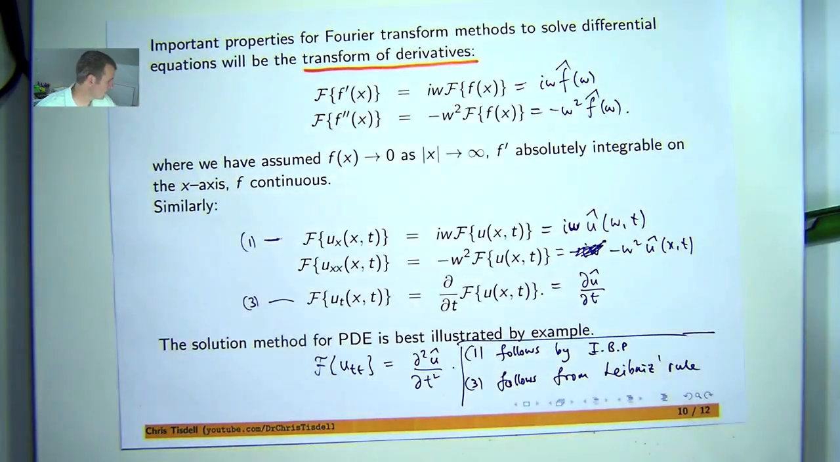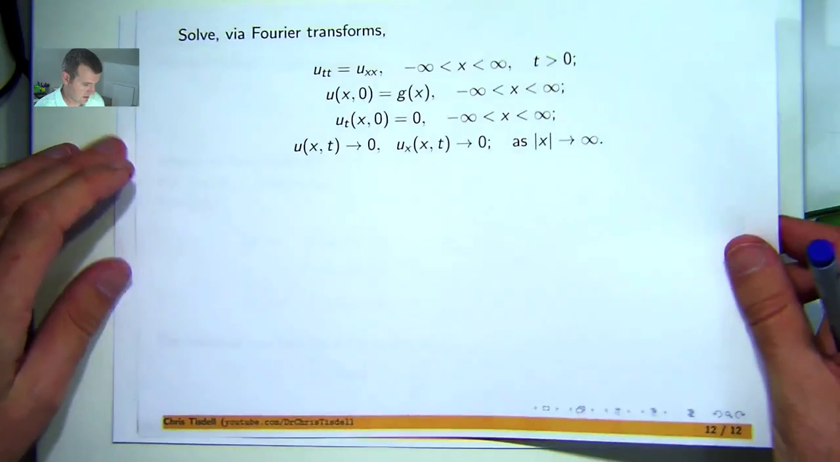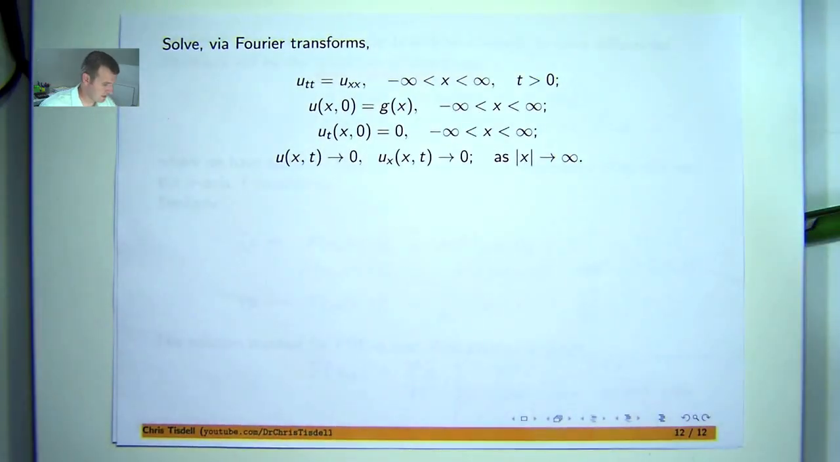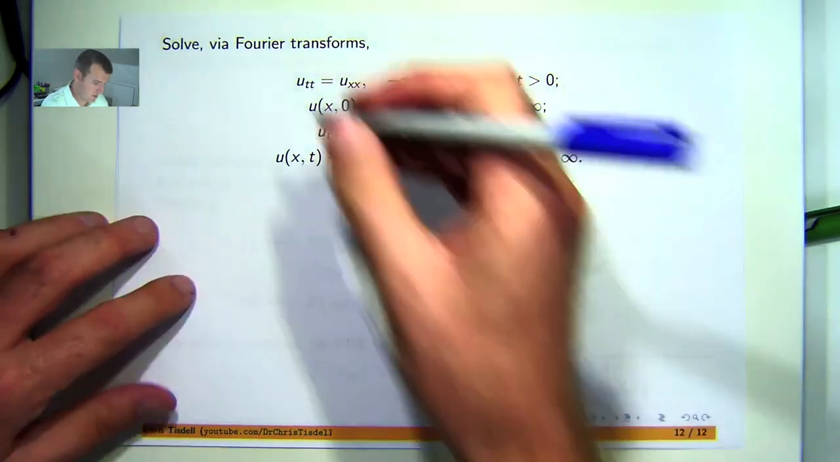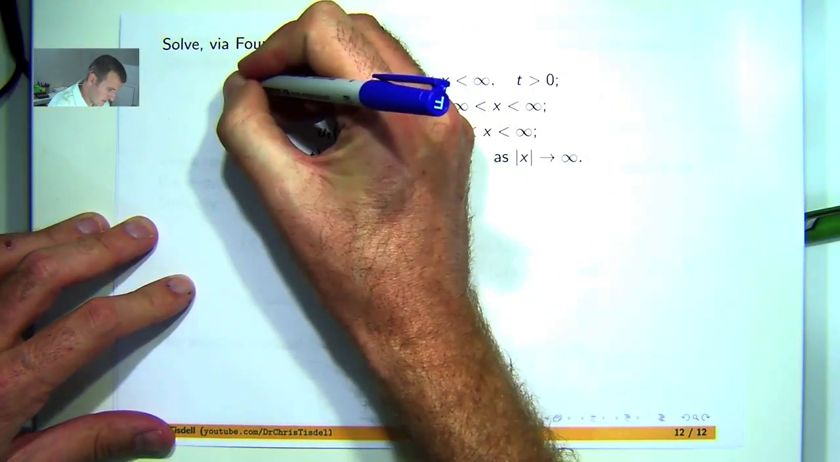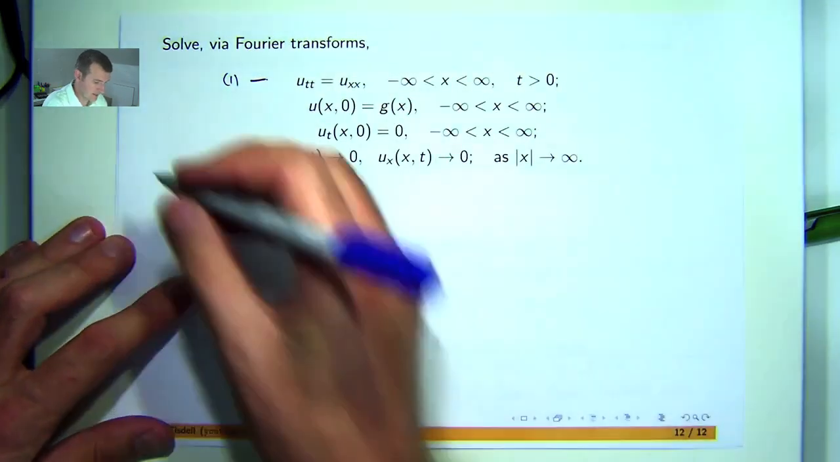Okay, let's get back to our problem. Like I said before, there's a definite method or algorithm for solving these problems. Transform the PDE, form a new problem, solve that problem, invert everything, and get back to the original setting by producing the solution u. All right, so let's call this, on this page, say, 1.